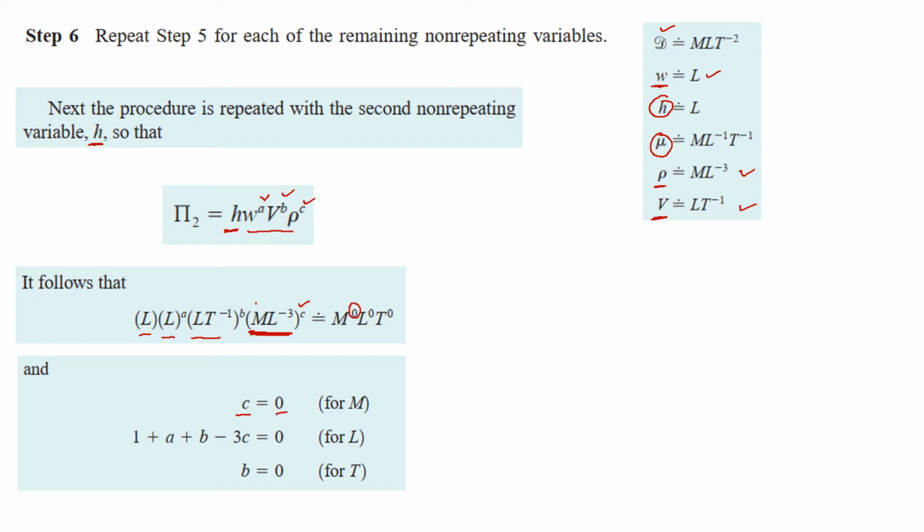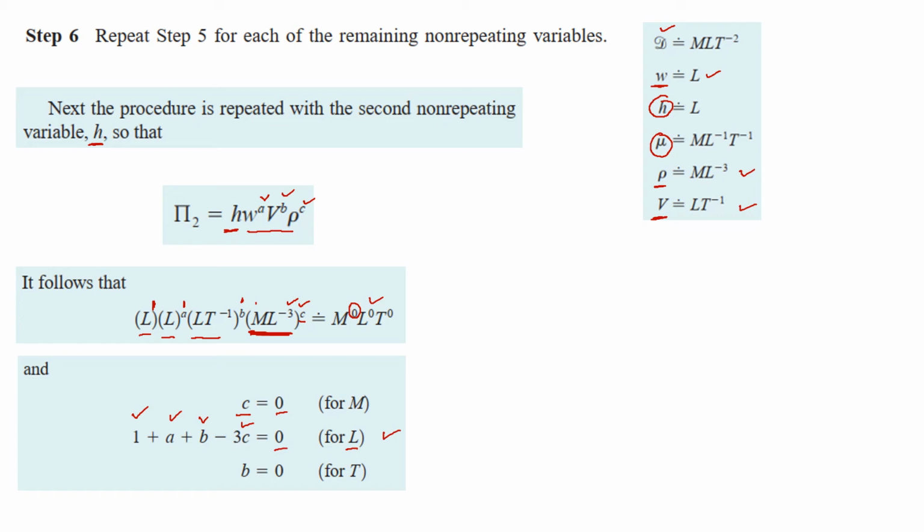Then again we'll repeat the same procedure for length L. Length here has a power of 1, then it has a power of a, so plus a, then it has a power of b, so plus b, and then it has a power of minus 3 multiplied by c, so it has this term minus 3c, equated to 0. So this is for length L.